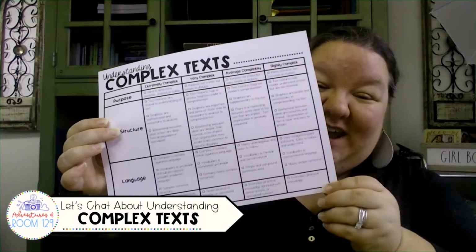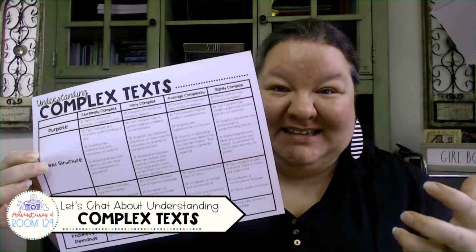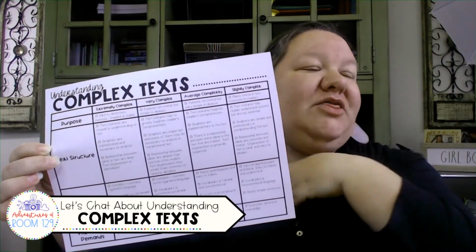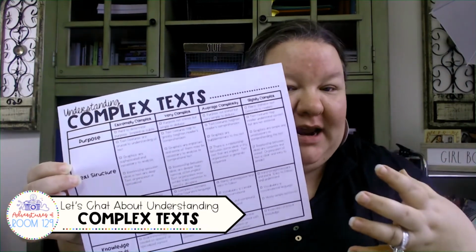Does your brain hurt yet? So this right here is all about the qualitative. It's about what is in that text: the knowledge, the vocabulary, the organization and the structure of it. It's all about the text, right? So that's one area that you will use to decide whether a text is complex.